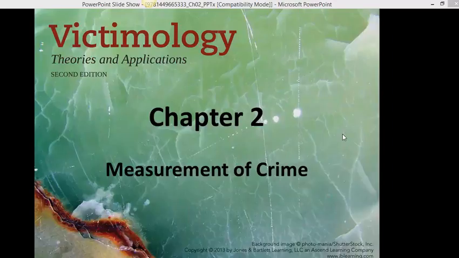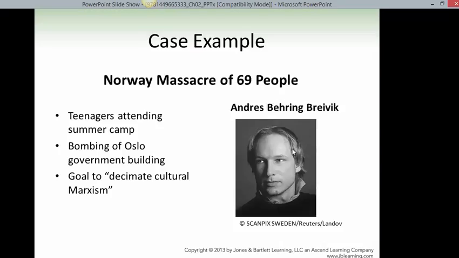Victimology, Theories and Applications, Chapter 2, Measurement of Crime. Case example: the Norway massacre of 69 people. Teenagers attending a summer camp, and the bombing of an Oslo government building, with the goal to decimate cultural Marxism.